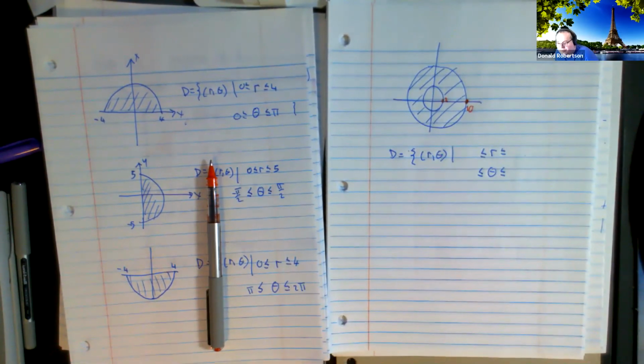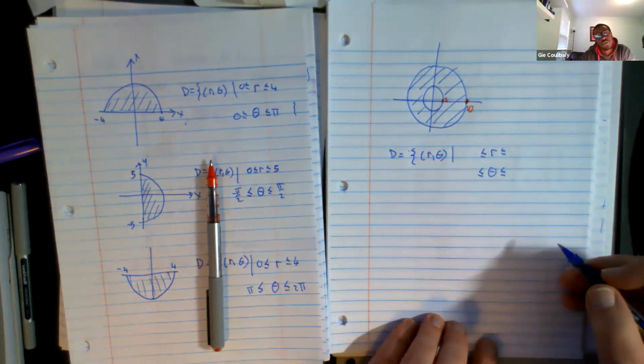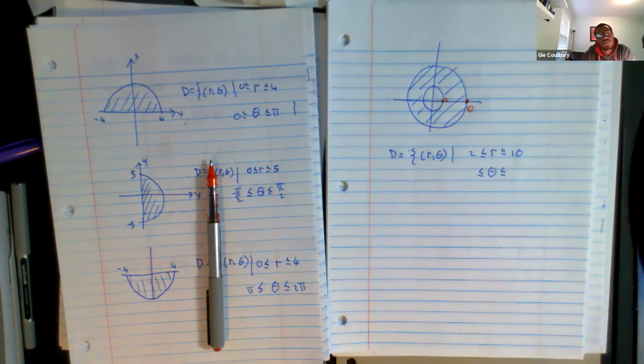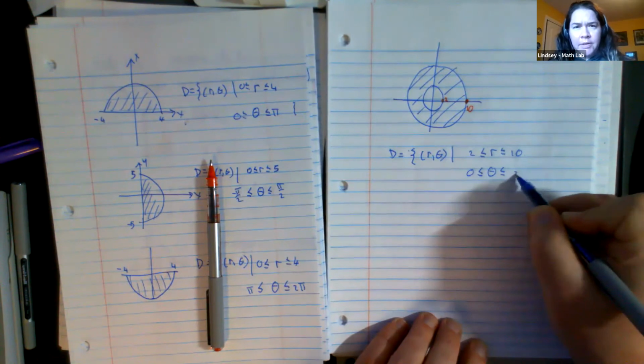I want this donut shape called a torus. Any volunteers? That would be, I'm going to say 2 to 10 for the R. Right. Yeah. And then the theta will be 0 to 2 pi, right? Because it's an entire revolution.